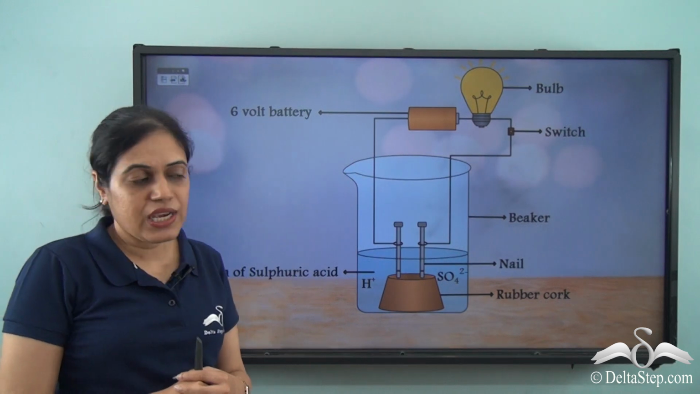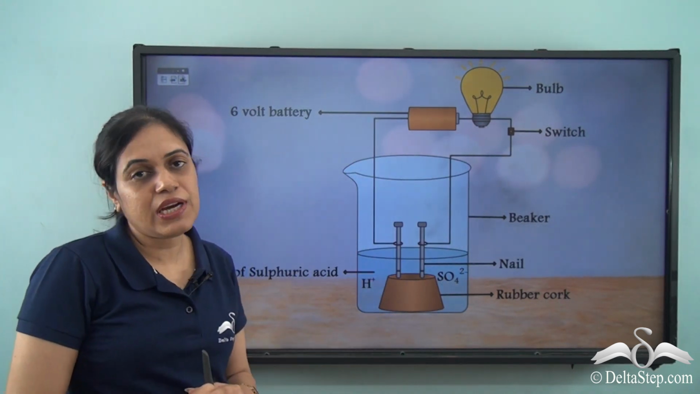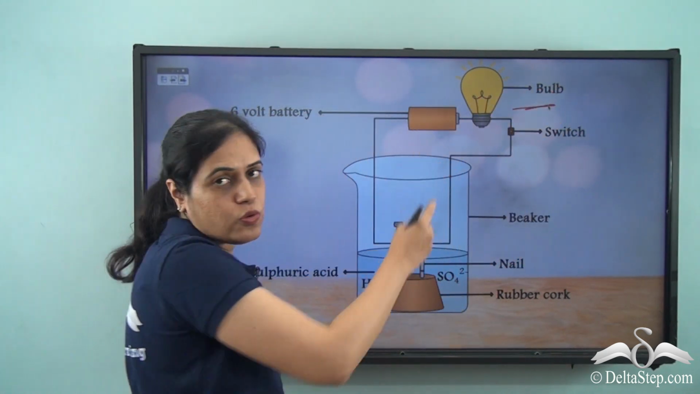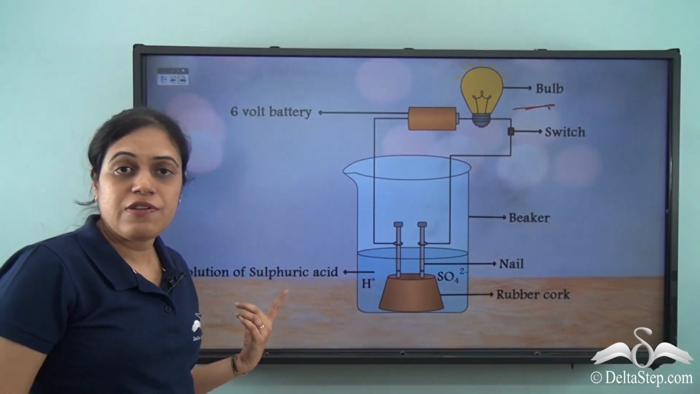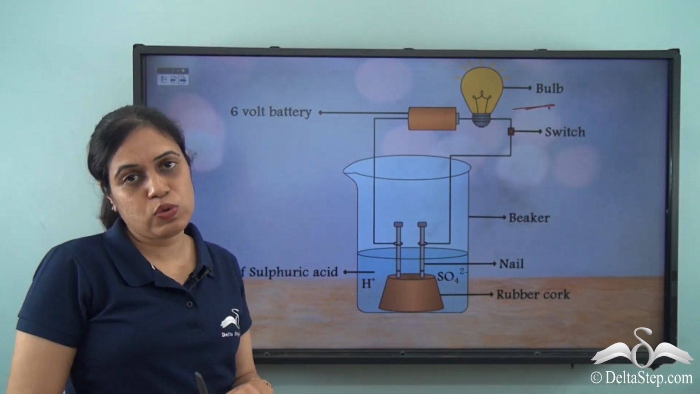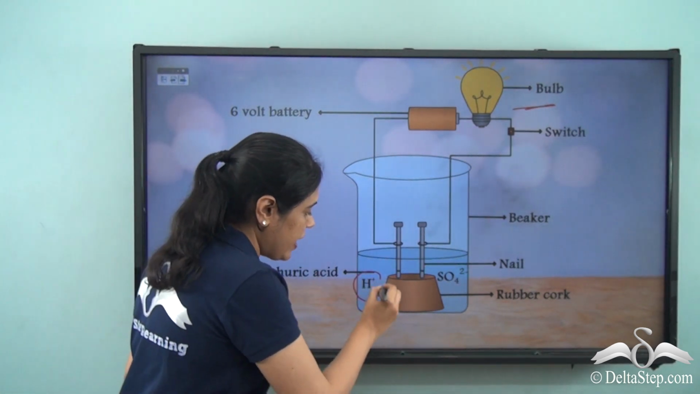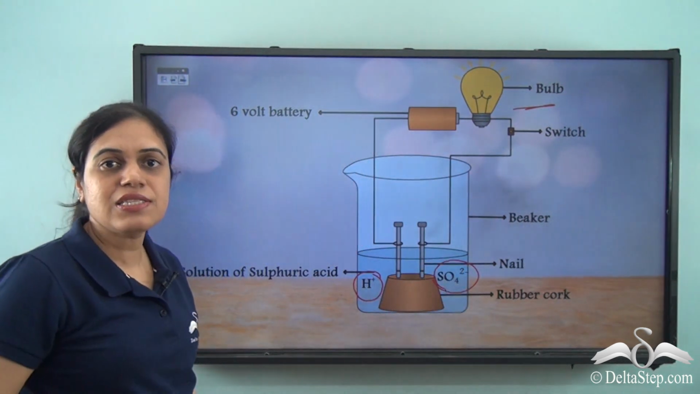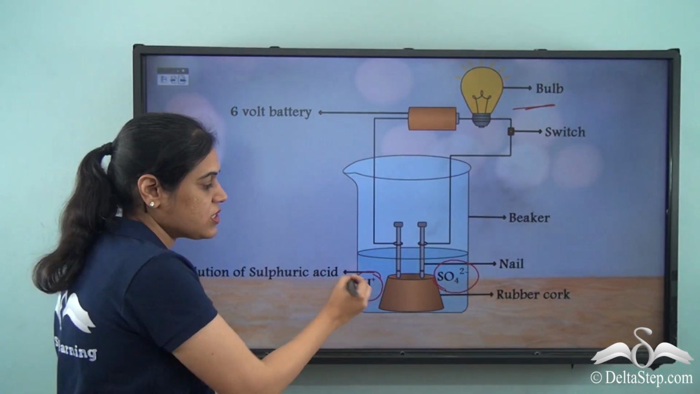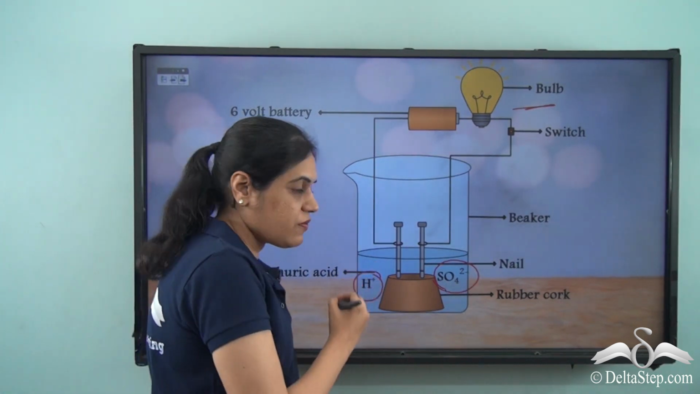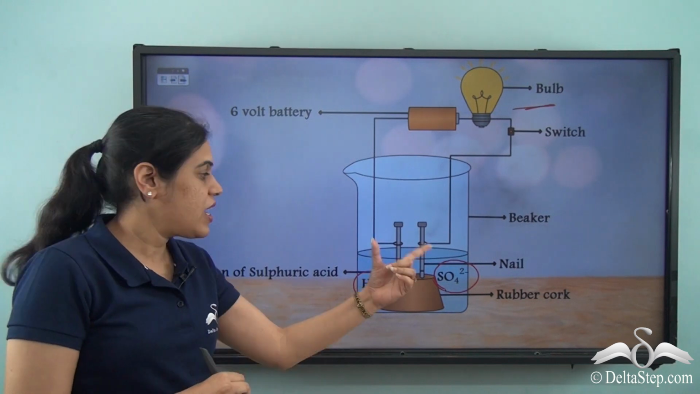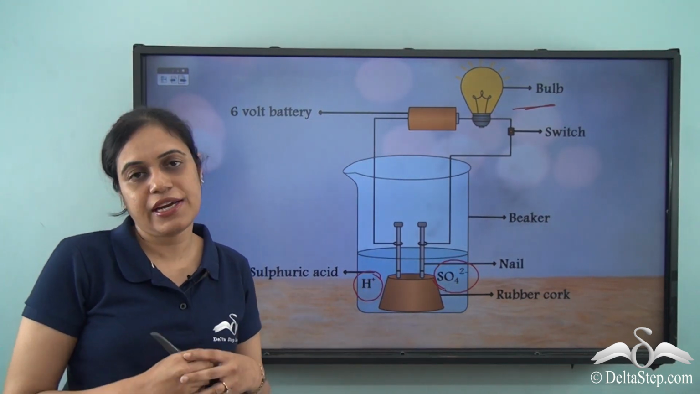Similarly, for sulfuric acid, if we pour sulfuric acid, once again we will see that the bulb glows. This is because sulfuric acid also dissociates to form H plus ions and SO4 2 minus, that is sulfate ion. So this is the hydrogen ion, positively charged, and this is the sulfate ion, negatively charged, and these ions conduct electricity.